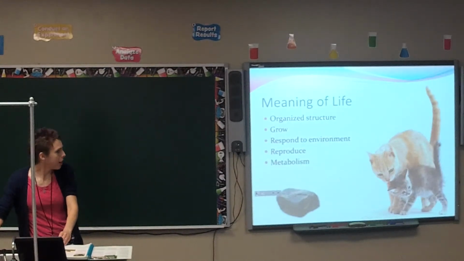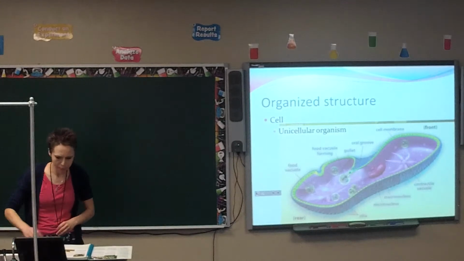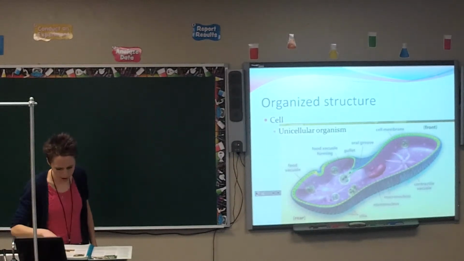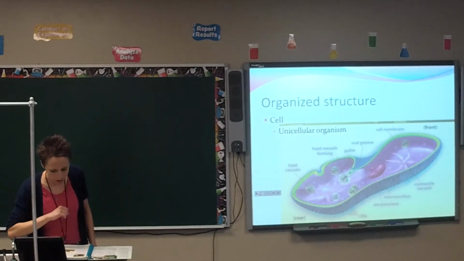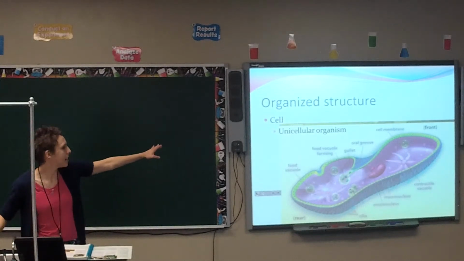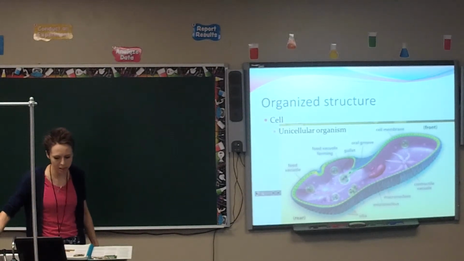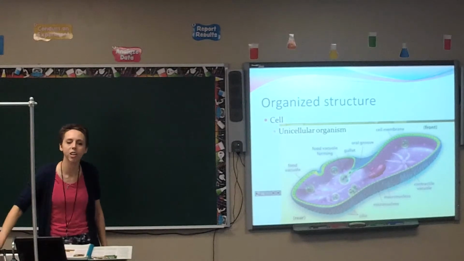Alright, so organized structure is the first thing your book's talking about at the top of page 3. Your book's talking about how all living things are made with an order and carefully structured design. Now the first thing it talks about is a cell. Make a note of what the cell is. This is the smallest unit of a living thing. You can't get any smaller than that.